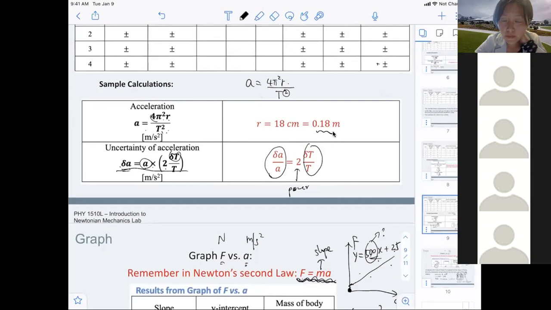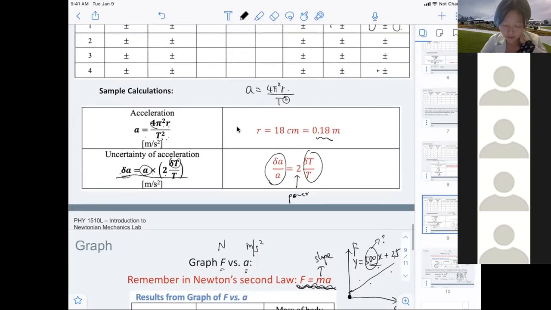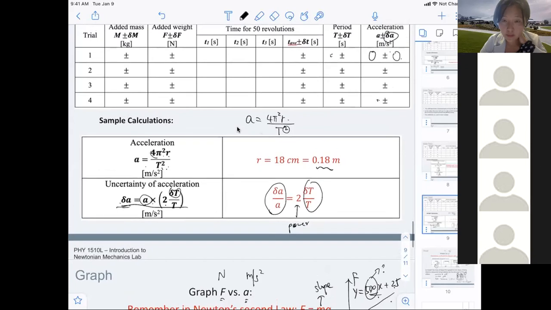For the sample calculations, like for the bottom, are those mainly things that we're going to calculate once we fill in the table? Are they things that are given in the video? Yes, once you fill out the table, you will use this equation. For example, in the table you filled out t, how many seconds? 24/50, for example. And then you will plug in t to get the acceleration right here. Yeah. Any other questions?